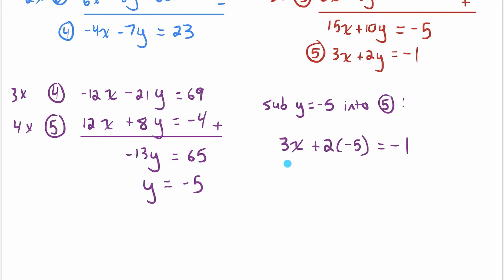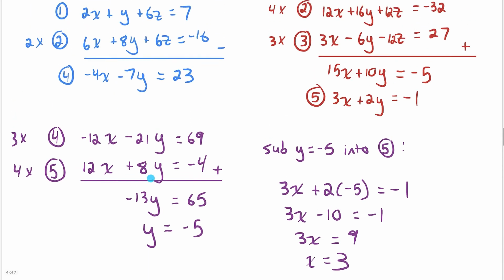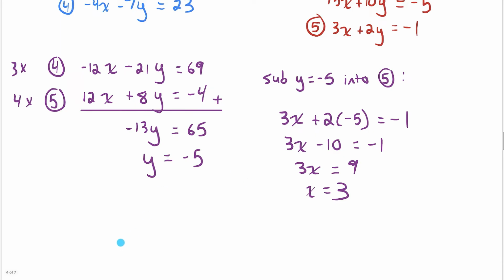And now I can go ahead and solve for x. So I have 3x minus 10 equals negative 1. 3x equals 9. X is 3. So when x is 3 and y is negative 5, all three planes are at the same point. But what is the z coordinate of that point? I can now take these x and y values that I've solved for and sub them into any of the three original equations. It wouldn't matter which of the planes we sub them into, because all three planes are at the exact same point at these x and y values.